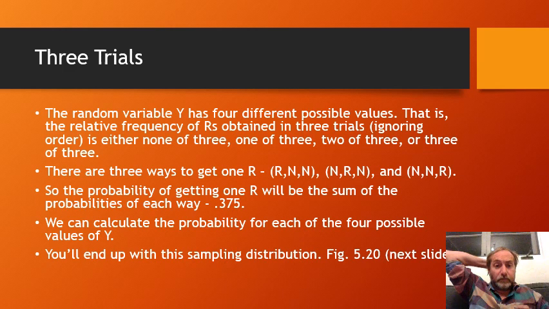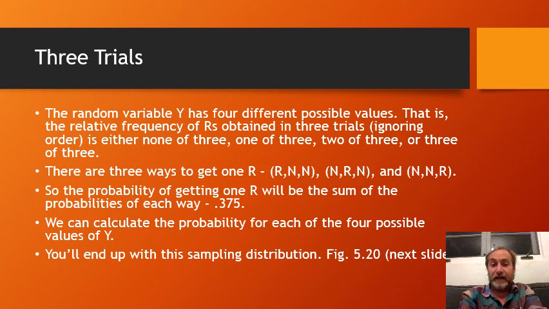So the random variable y has 4 different possible values. Out of the 8 sequences, many of them are going to have the same relative frequency of reds. For example, there are 3 ways to get 1 red. It could be an RNN, it could be an NRN, it could be NNR. So the probability of getting 1 R will be the sum of each of the probabilities. Each of them is 0.125, so the probability of getting a relative frequency of 1 R out of 3 is 0.375.